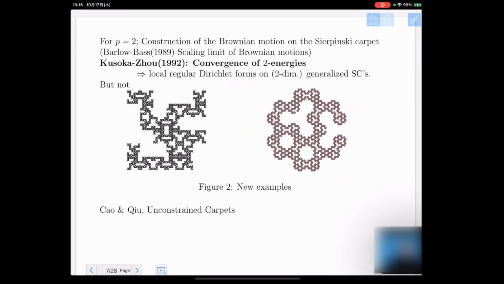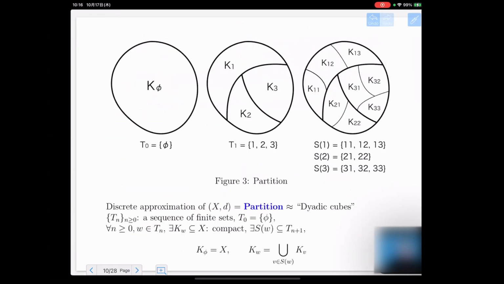To set up the framework, I first need to establish the graph approximation of the space. To do so, I will use the notion of a partition of a space. This notion of partition corresponds to the dyadic cubes in harmonic analysis. The idea is very simple. First we have the whole space, X. In the first step, we divide this space into several pieces, in this case three pieces.